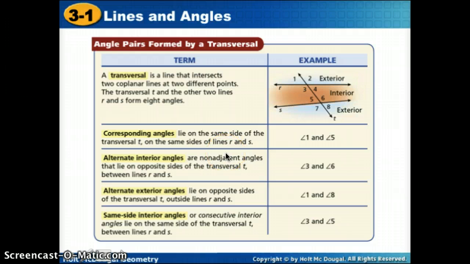Our last one, our same side interior angles, also called consecutive interior angles, lie on the same side of the transversal, both interior. So 4 and 6 are a set of same side interiors, and 3 and 5 are a set of same side interiors. Okay, let's look at a couple examples.